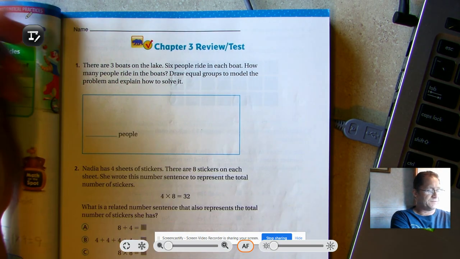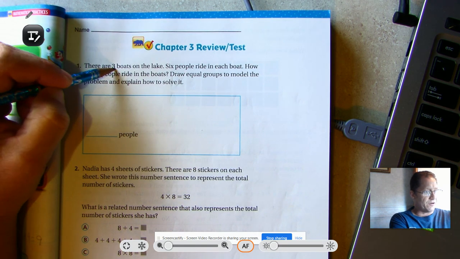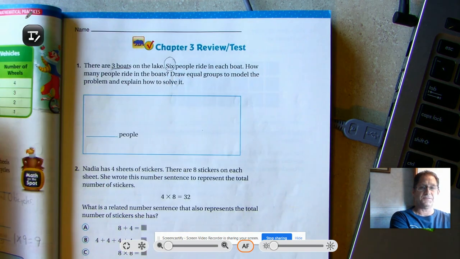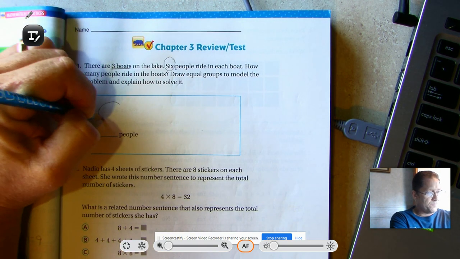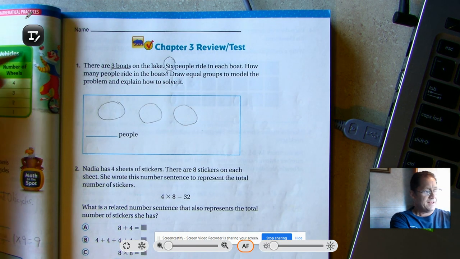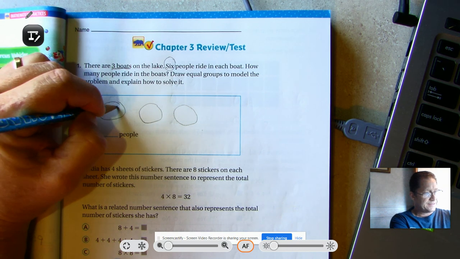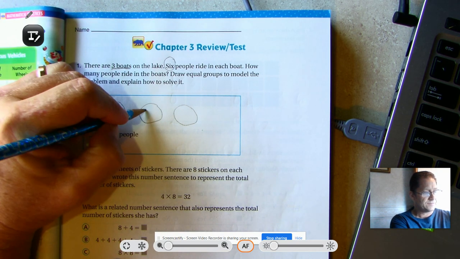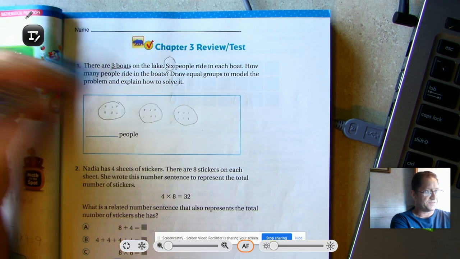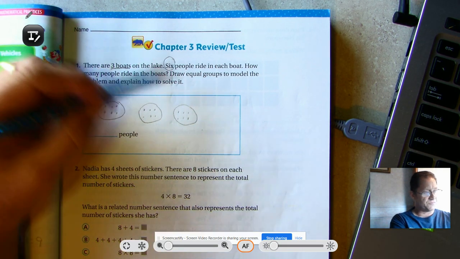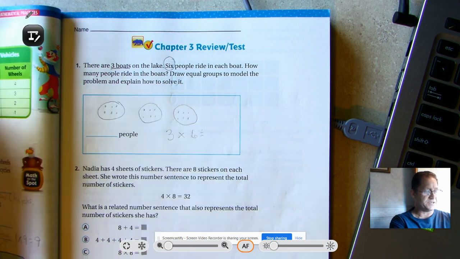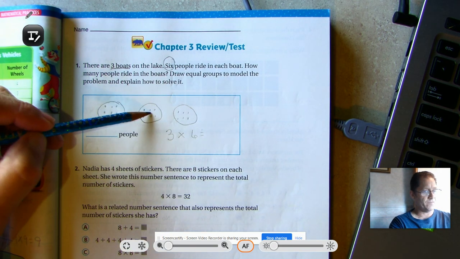So what are the important pieces of information? Well, I see that there are 3 boats, and in each boat there are 6 people. So to draw a model, let's represent the 3 boats with circles. And then we're going to put 6 counters or dots to represent 6 people in each of the boats. So now that multiplication problem would be the number of groups times the number of people in each group. 6, 12, 18.